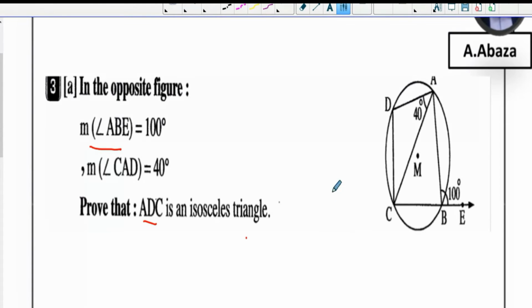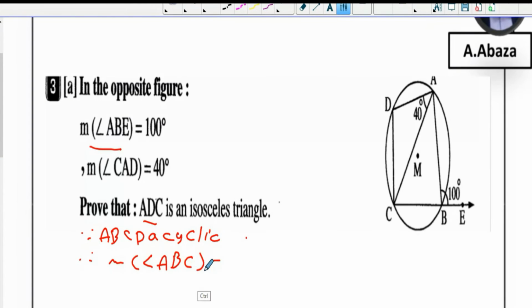So since ABCD is cyclic, therefore measure of the angle ABE, this is an exterior angle, equals measure of the angle D, which equals 100 degrees. The measure of the angle ABE is an exterior angle, and this angle equals 100 degrees.